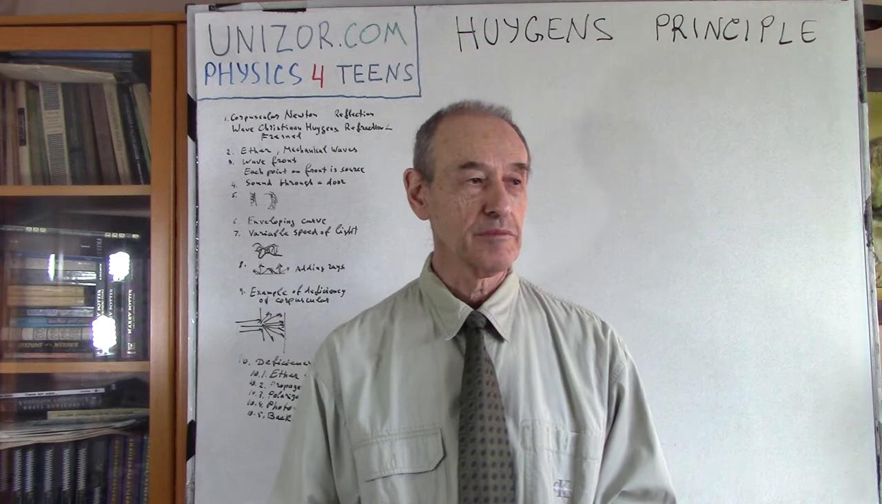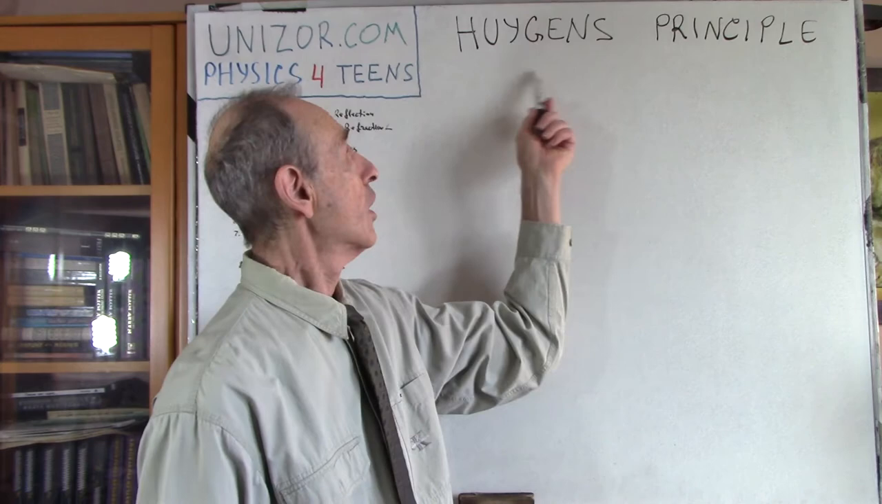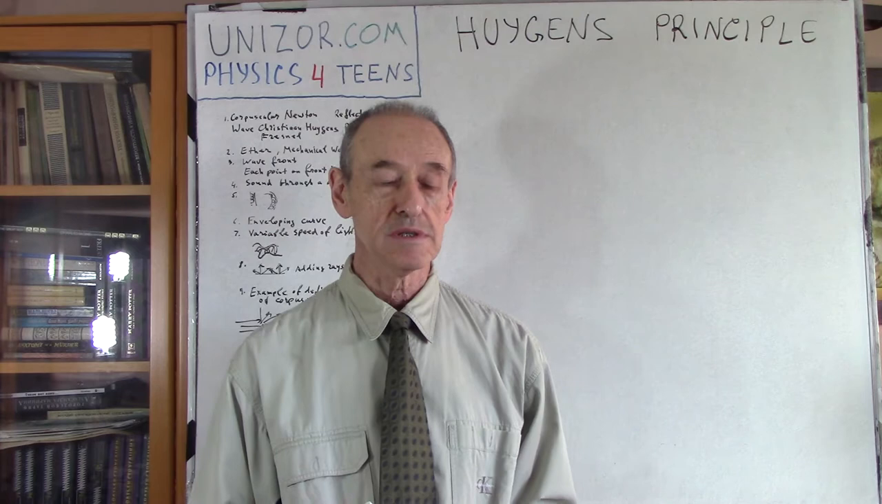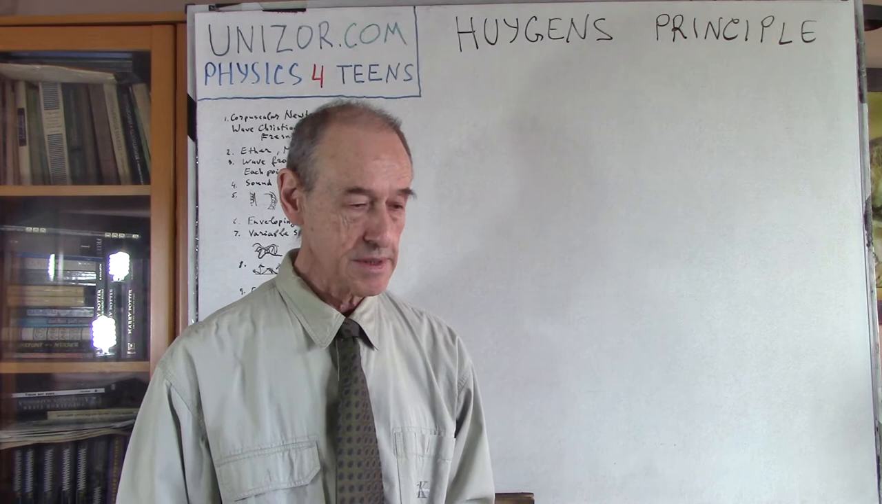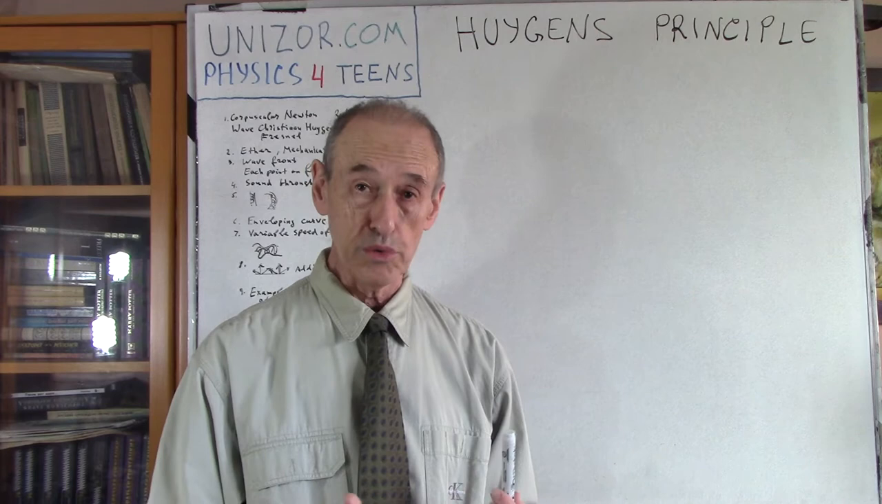It's called Huygens Principle. Well, Huygens is the name of the Dutch mathematician and physicist. Sometimes it's pronounced Huygens, sometimes Huygens. Doesn't really matter. What matters is that he has introduced a very important approach to understanding what actual light is.